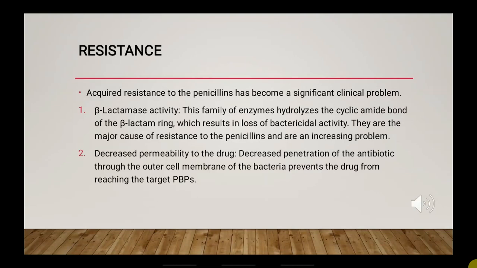Patients can have penicillin allergy, and as I said, diarrhea is not a very common side effect, but it can happen with amoxicillin specifically.